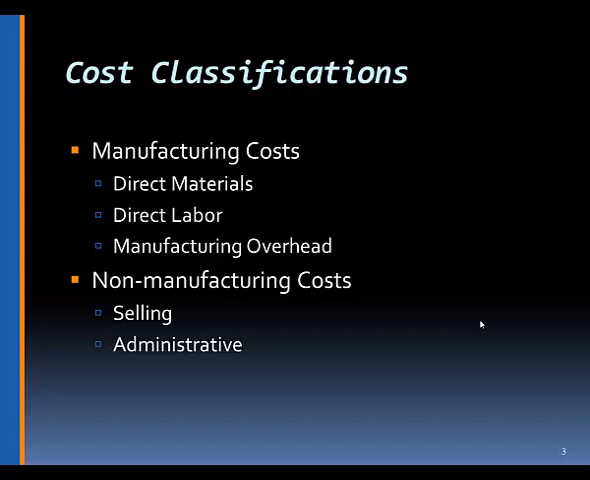Non-manufacturing costs are not related to the product. These are selling, general, and administrative expenses. These do not get inventoried, where manufacturing costs do get inventoried. The acronym for non-manufacturing costs is SG&A.